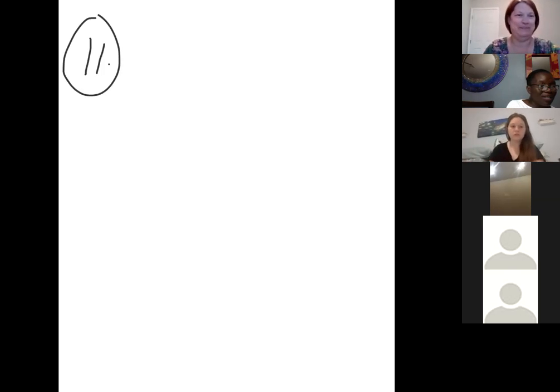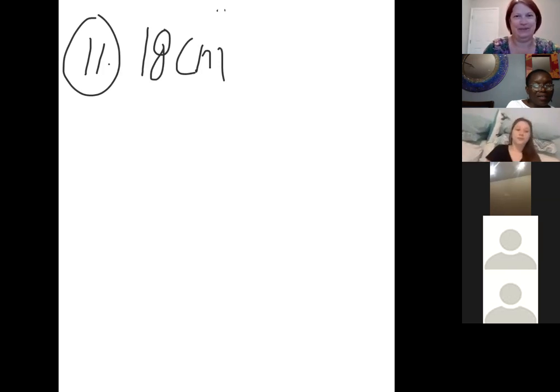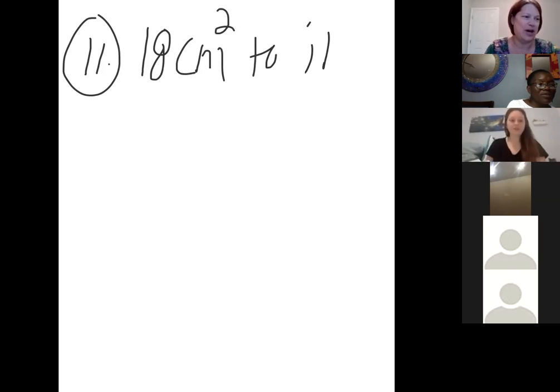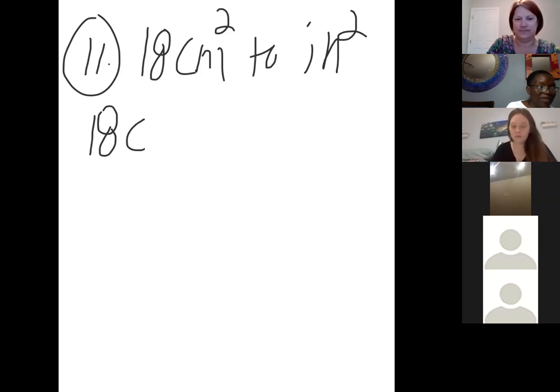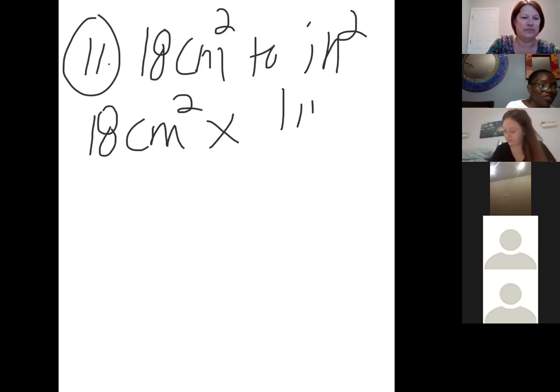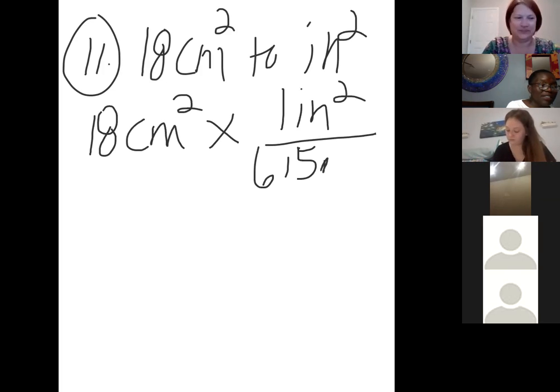The next part of this, guys, is to look at some of these problems. Now, on problem number 11, they're asking this question. 18 centimeters square. You have to convert it to inches square. How do you convert this to inches square? On this one, you would take your 18 centimeters square and multiply it by the unit fraction. By the way, the conversion chart is given to you on the screen. It says 1 square inch is approximately 6.5 square centimeters.